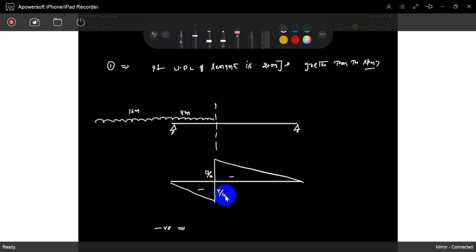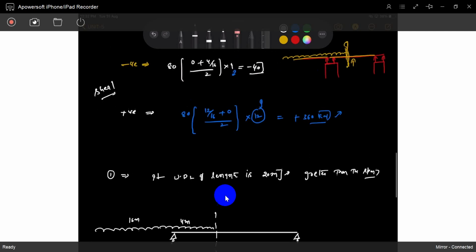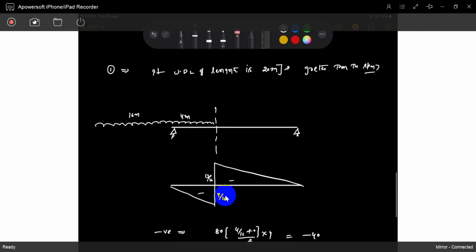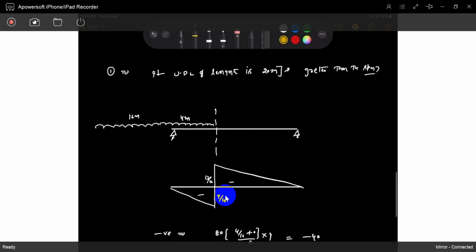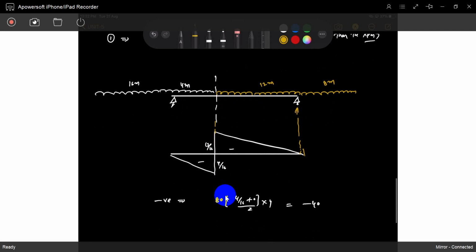What is the maximum negative shear value? Exactly 80, 4 by 16, 0 divided by 2, multiplied by 4. We have to place it. So what is this value? This value is the same again, minus 9, 40. When will we get the maximum positive shear? Same thing. You have to place the load like this, when the load is exactly crossing. So this is 12 meters, this is 8 meters. Load is placed here. So what is that value? Same thing. Previously 80, 12 by 16 plus 0 divided by 2, multiplied by 12. What is that value? 360.